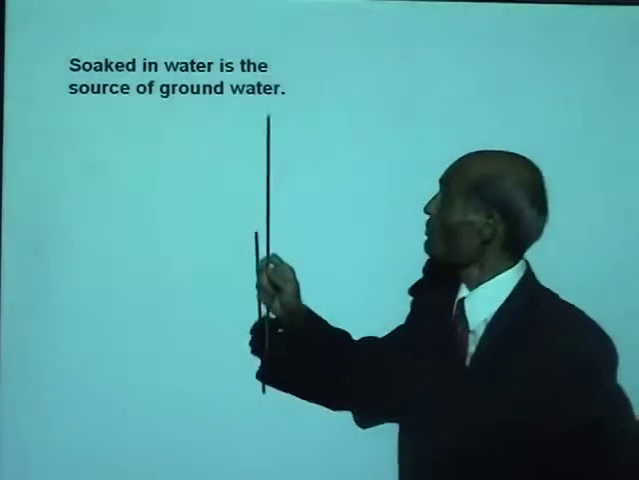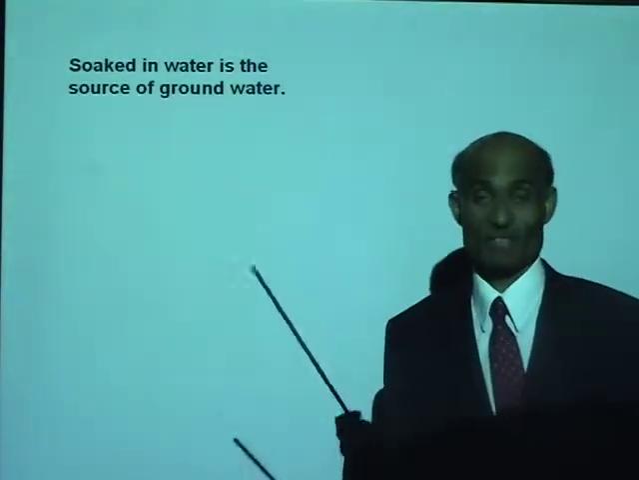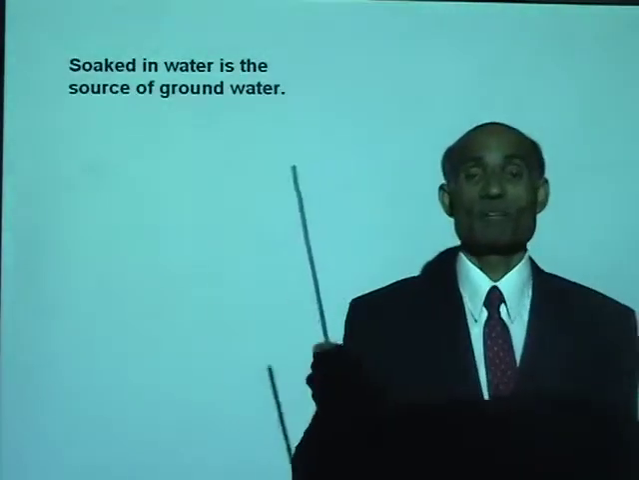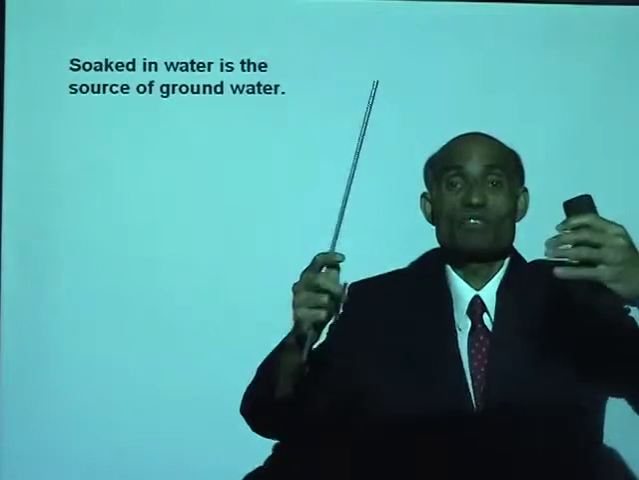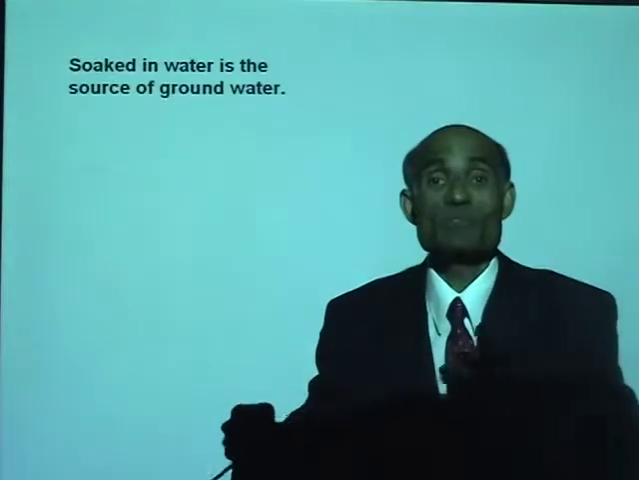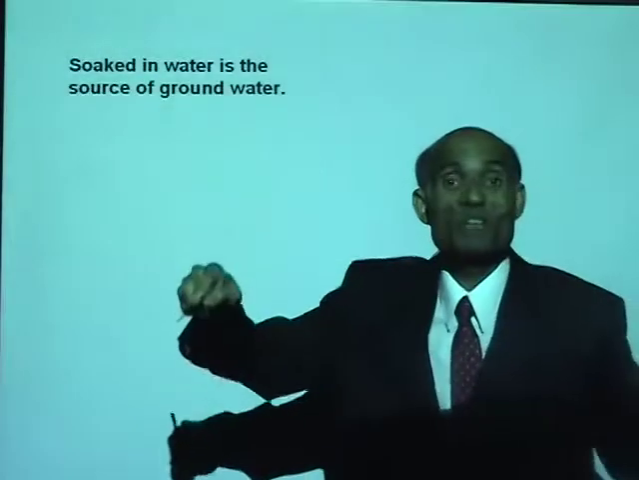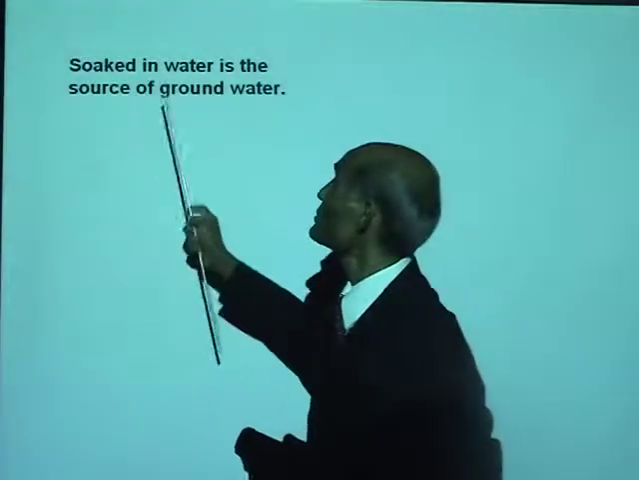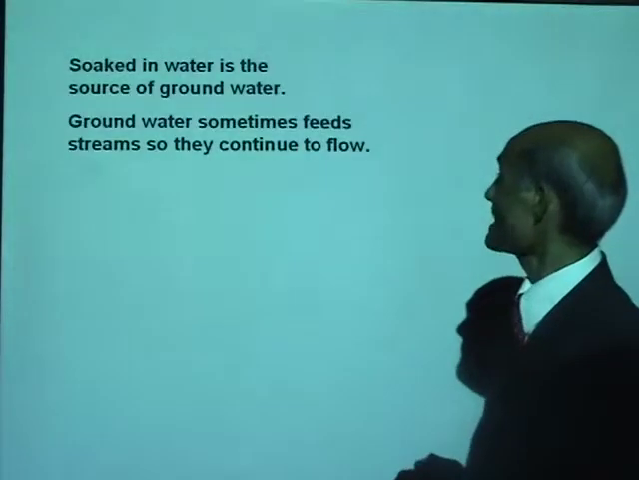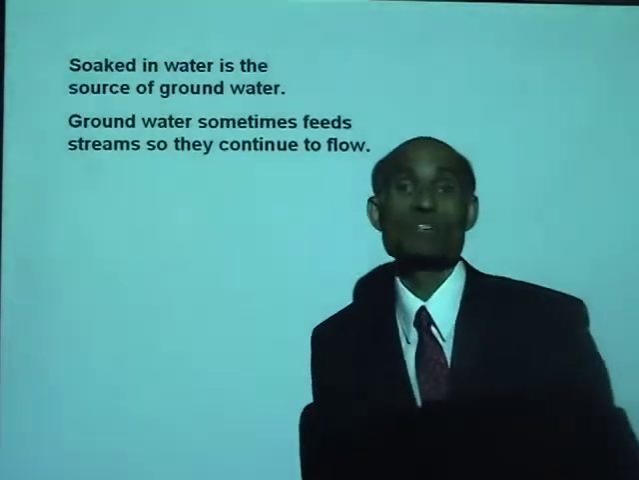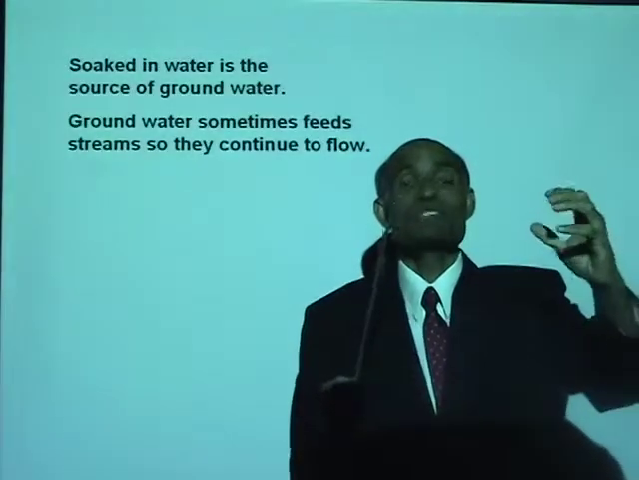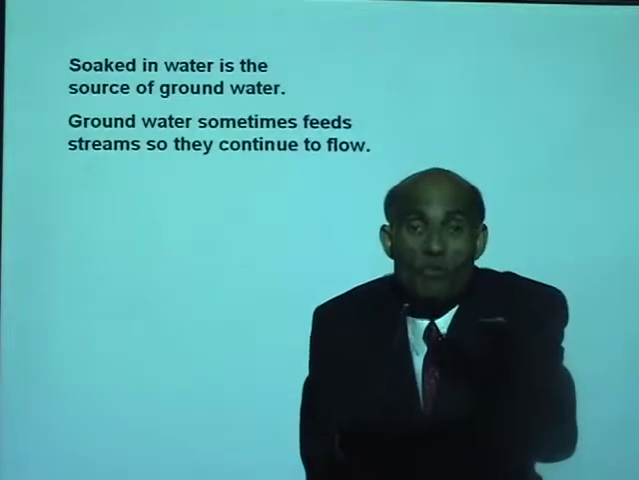Alright, soaked in water is the source of groundwater. So water that falls on the surface and forms the runoff will eventually become streams, rivers and lakes. That is the surface water. And the water that is soaked in is the source of groundwater. Now, groundwater sometimes feeds streams so that they continue to flow. If you go into hilly areas, you can see streams starting from the foot of the hill.